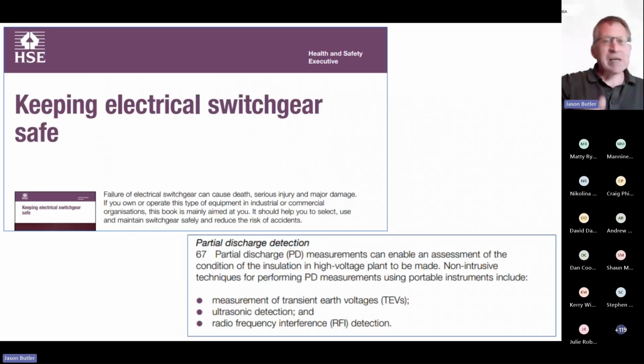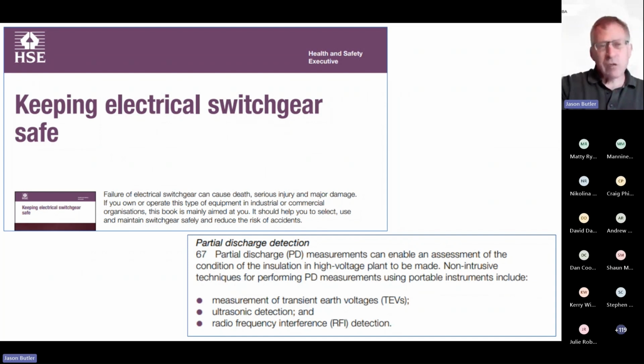And there's some really, really good documents to help us. So you've got here quite a comprehensive document, Keeping Electrical Switchgear Safe, free to download. Read it, please. It's great to have it, but it's even better to read it. And you can see here, there is a small section of PD in it about non-intrusive and how you do it. It's not a very big in-depth piece, but it starts the conversation.